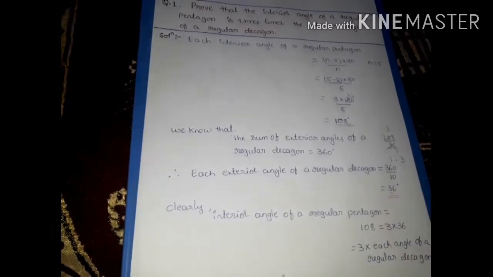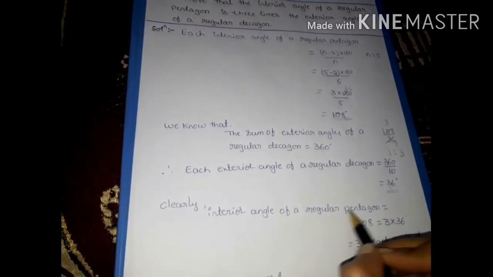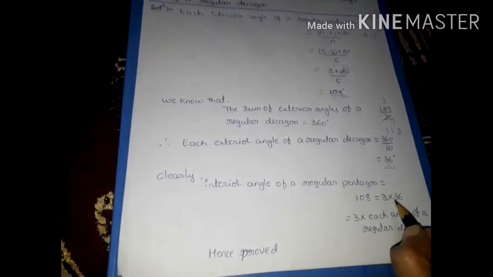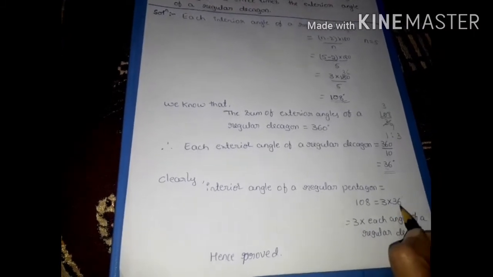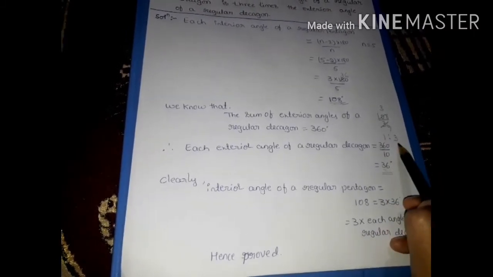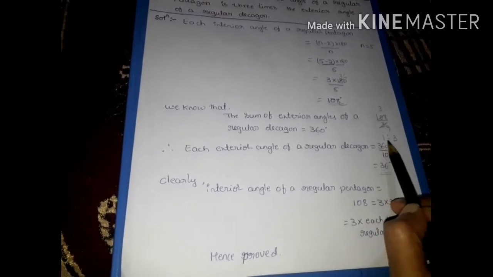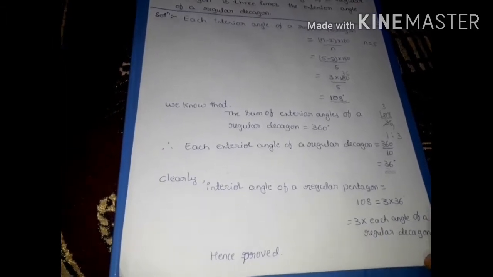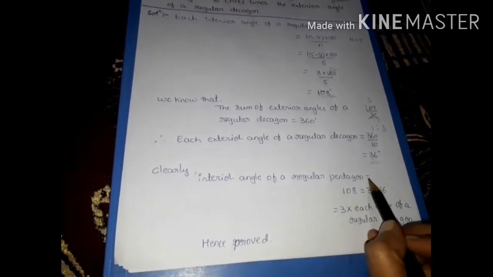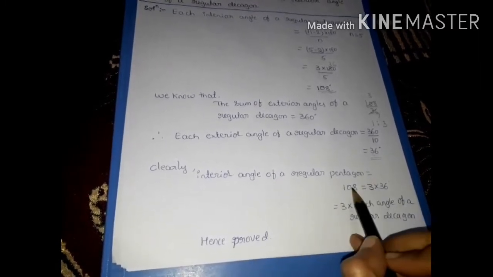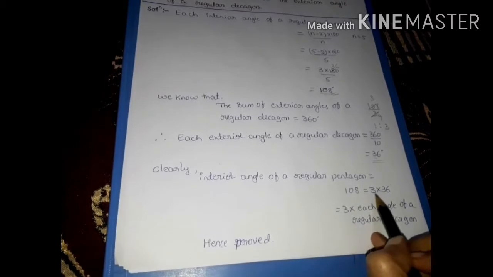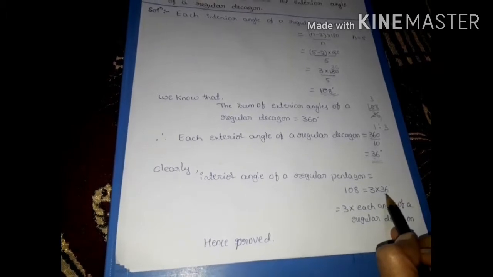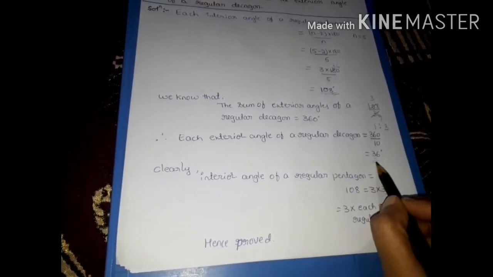So here we clearly got the interior angle of a regular pentagon, 108, which is equal to 3 times the exterior angle of a regular decagon. The 1 is to 3 ratio means the interior angle of a regular pentagon is 3 times the exterior angle of a regular decagon. Hence we proved. So last, what do you have to write? The interior angle of a regular pentagon, that is 108, is equal to 3 times the angle of a regular decagon. We got 36.